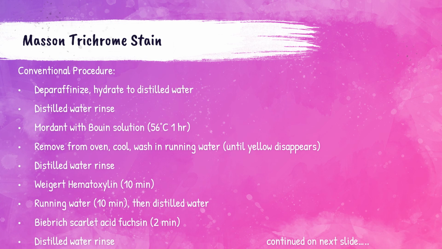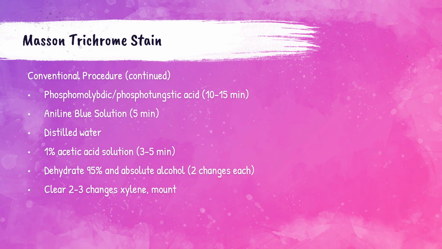Once that yellow color disappears, the tissue section then needs to be rinsed in distilled water. Then the sections need to be stained with the Weigert hematoxylin for a 10-minute period. After this step, rinse with running water for 10 minutes, then rinse with distilled water. Then the tissue slides need to be stained with the Biebrich scarlet acid fuchsin for a 2-minute period, then rinse with distilled water again. After the rinse, the tissue slides need to be placed in the phosphomolybdic and phosphotungstic acid for 10 to 15 minutes. This solution then needs to be discarded after use.